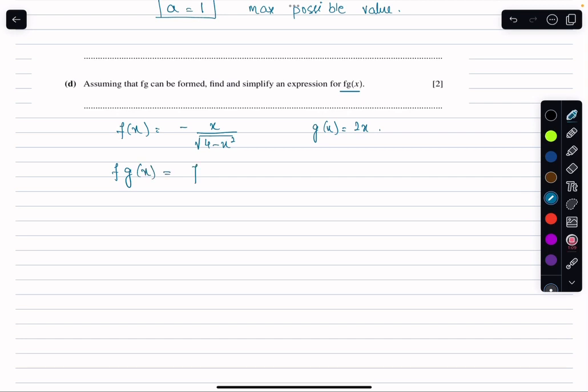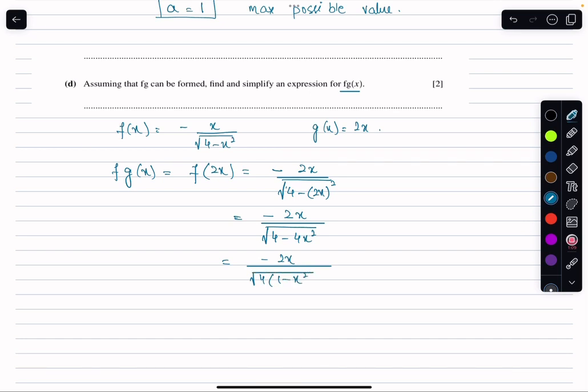I know that g is 2x, meaning in the function f, I shall be substituting 2x, so that it's negative 2x here, and this becomes under root 4 minus (2x) the whole squared. Or I can say that the function value is negative 2x divided by under root 4 minus 4x². Or I can say that this is negative 2x under root 4 into (1 minus x²).